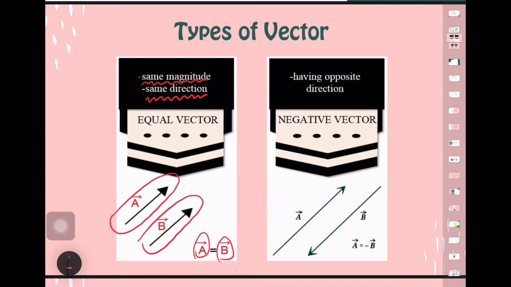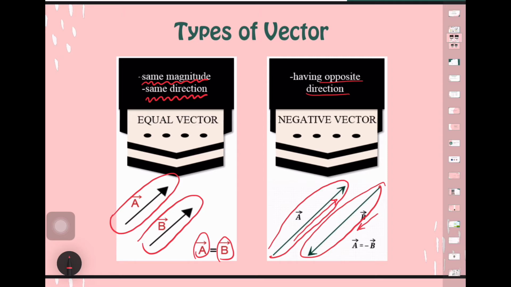So, apa dia negative vector? Negative vector adalah vektor yang mempunyai opposite direction. So, kalau awak tengok, vektor A menghala ke atas, vektor B menghala ke bawah. So, kita panggil dia sebagai negative vector, but the condition must be the same magnitude. Magnitude dia kena sama, cuma direction sahaja opposite. So, bila magnitude dia sama, direction opposite, kita panggil dia sebagai negative vector.